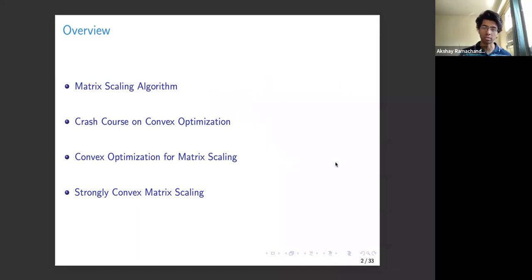And we'll introduce the Sinkhorn scaling algorithm for it, which is a really, really old algorithm for matrix scaling, which has been used in a variety of different communities. From then, we'll discuss the plan, which is to analyze the Sinkhorn algorithm using convex optimization.